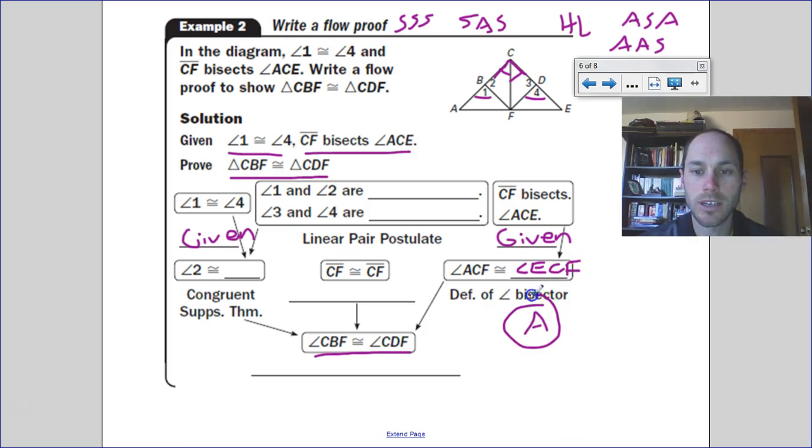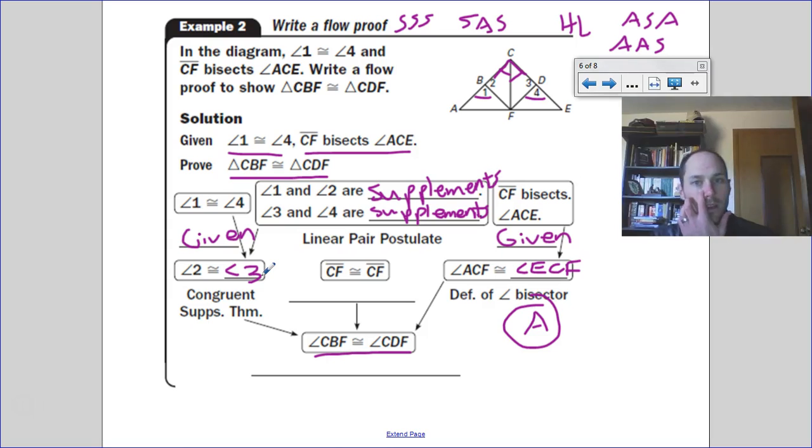I might just list that here so I know I found one of the parts that I'm looking for. And as I'm looking at the diagram, I notice 1 and 2 and 3 and 4 are both supplements. I can write that information down because that might be helpful later. So if they're both supplements, and we know that 1 is congruent to 4, well, I know 2 now has to be congruent to angle 3.